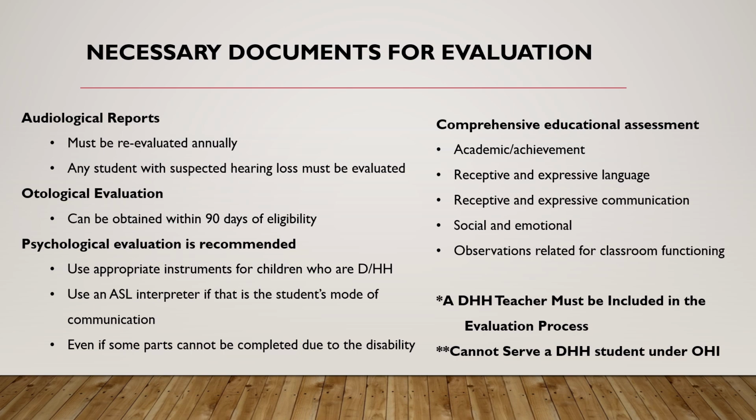This doesn't have to occur with the initial eligibility, but it has to be completed within 90 days of the eligibility being completed. In the audiological evaluation, they will look at the outer ear, they will look inside the ear, just to see if there's any sort of physical cause that could be contributing to the child's hearing loss. Additionally, a psychological evaluation will need to be done. This includes using appropriate instruments for children who are deaf or hard of hearing.